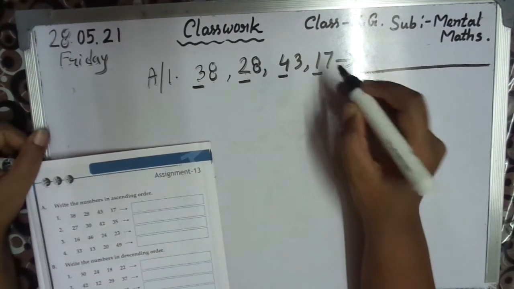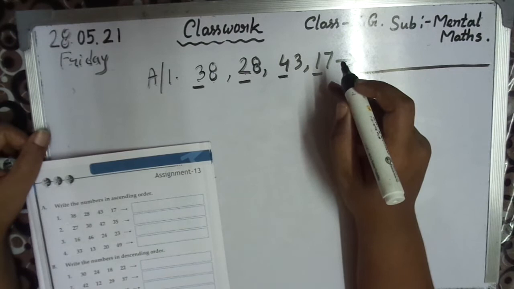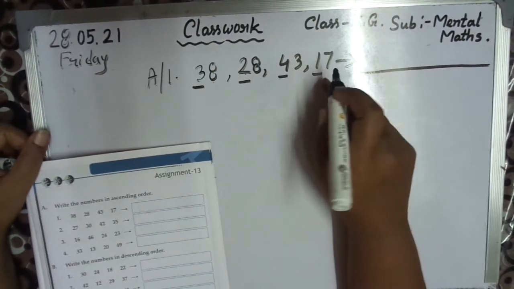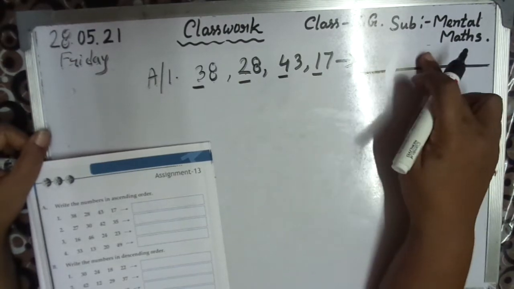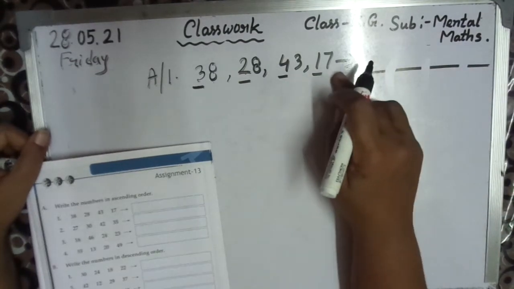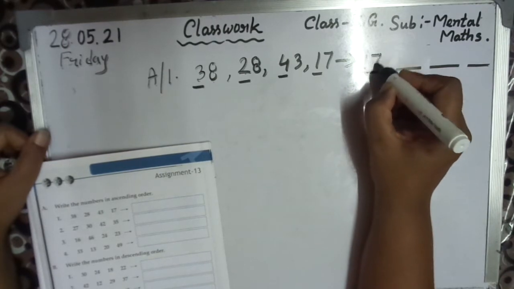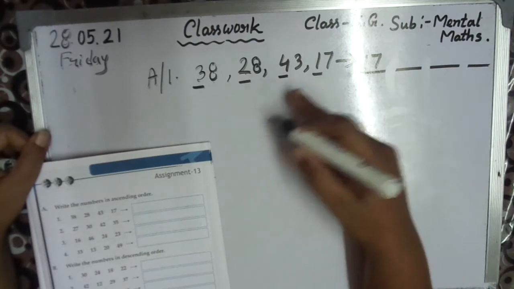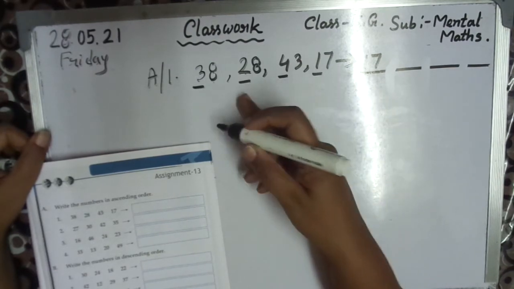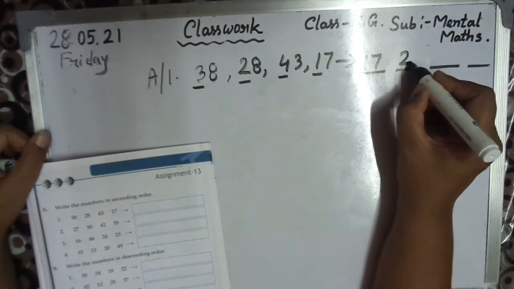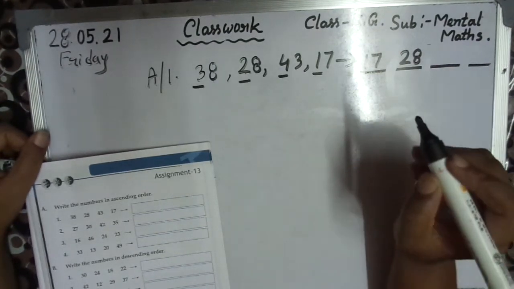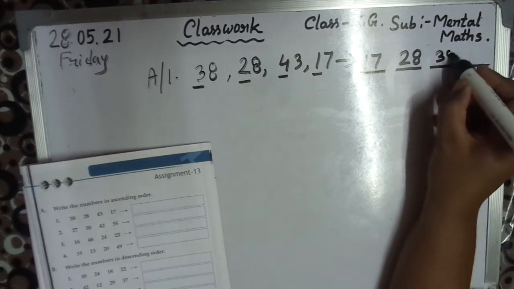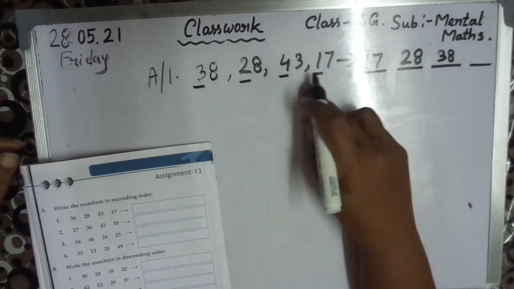So first number is, you know, 1 tens, 2 tens, 3 tens, 4 tens, okay, 5 tens. So first number is 1. Okay. So 1, 7, 70. I write here. First number, small number. After then you see tens, 2, 28. Next number 3, 38. Last number 43.